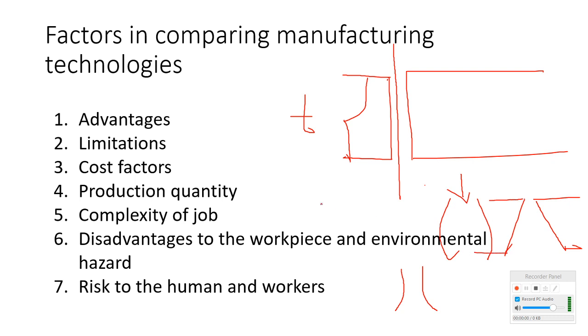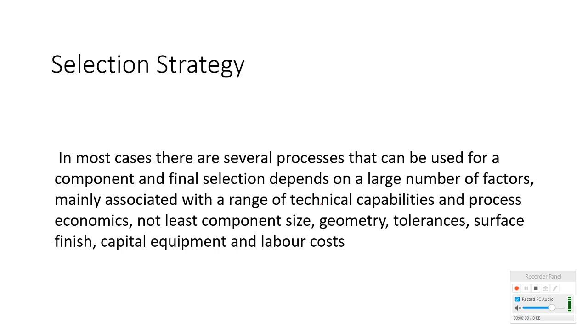The complexity of the job, the cost factor, how much is it going to be worth for us in order to make such a product using such a technology? How many of them do we want to produce? And also disadvantages and environmental hazards. Some processes are chemically toxic, we have to be careful about. It can give risk to the human or to the worker. Then there are factors to be involved. Therefore, in this process, we need to have a selection strategy.